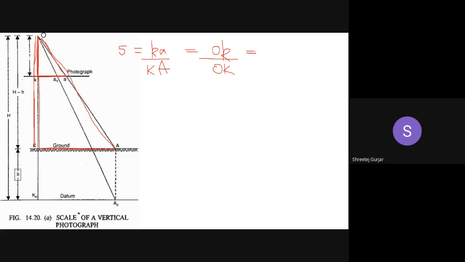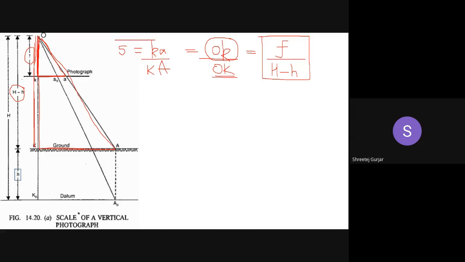Now can you tell me what is this distance? What is the term used for this distance? You can see it is already on your screen. What is it denoted as? F, very good. So it is small f. And what is capital O K? From here to here, what is this distance? You can see the answer is on the screen. This distance is nothing but capital H minus small h. Correct. So this is the equation that you can use to find out the scale of any photograph.